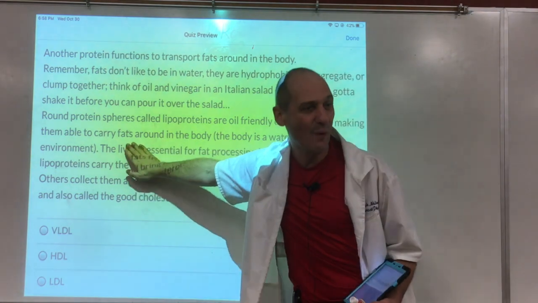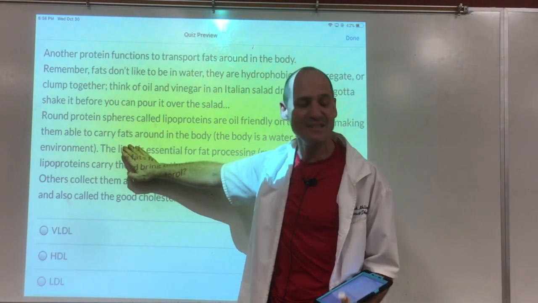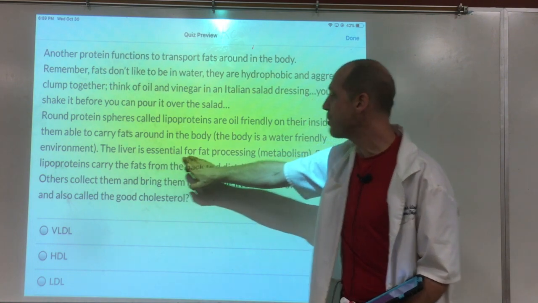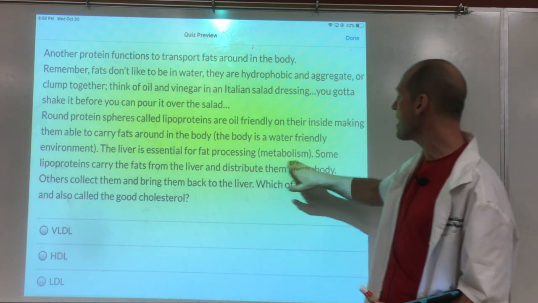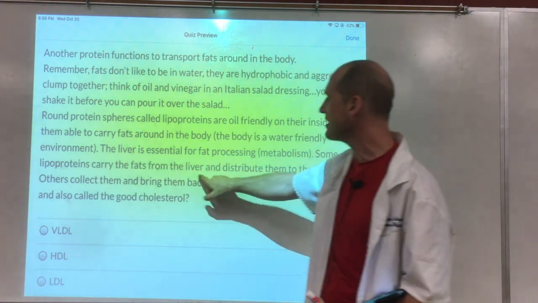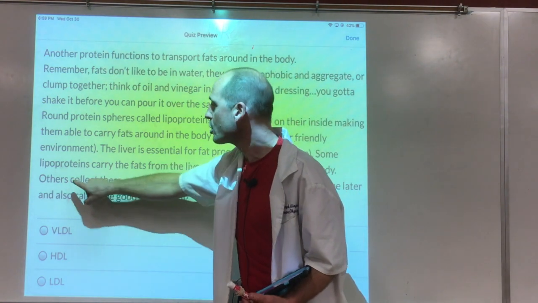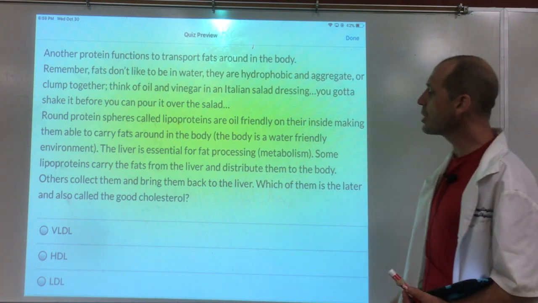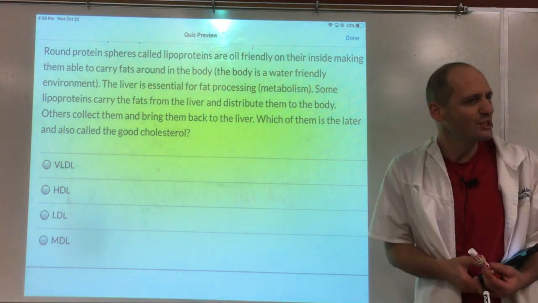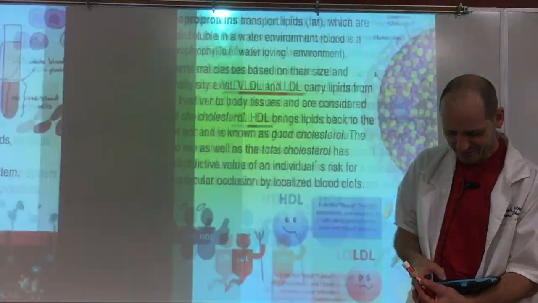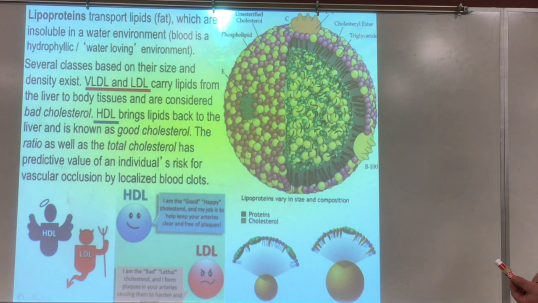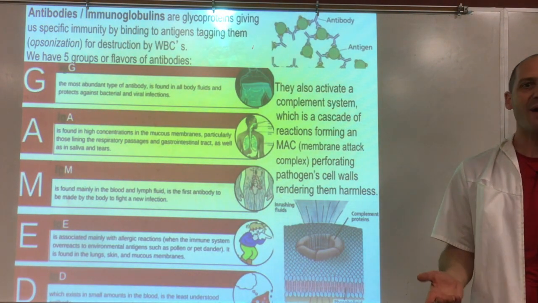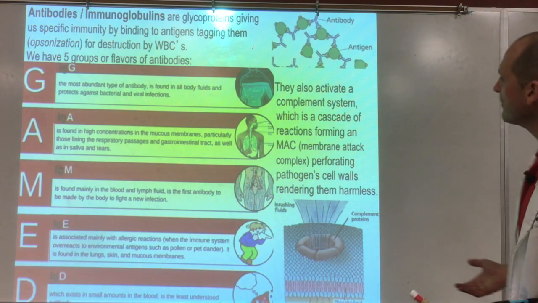So the fat is not water friendly. We need to put the fat into something when we want it to travel around in the water, which is the blood. Liver is very important for fat processing. From there, some proteins, lipoproteins, carry the fats from the liver to the body, but others collect them and bring them back to the liver. So we call that the good cholesterol. Which one is it? HDL. Good. HDL, LDL, VLDL. At least when you know it brings fat back to the liver, you know why it's good. That was kind of cool, before I didn't know that.